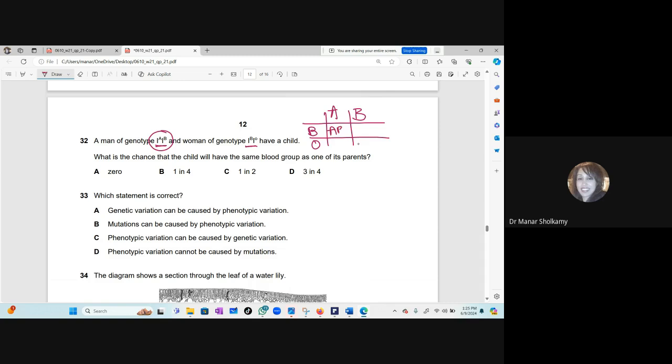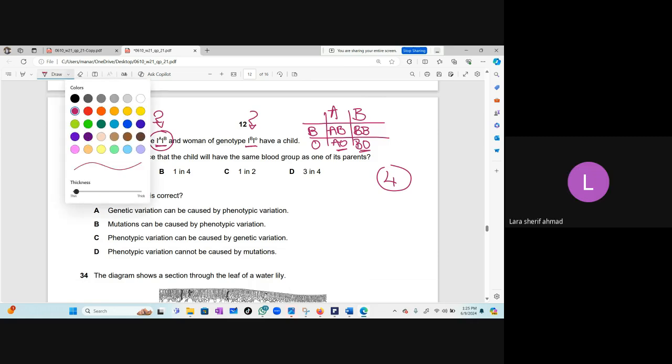So this child will be AB. This child will be BB. This child will be A. His blood type will be A because O is recessive. And this child will be B because O is recessive. So I have 4 children. How many of them can have blood type similar to either parent, AB or BO? How many?